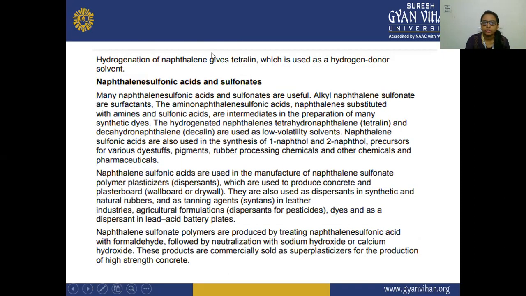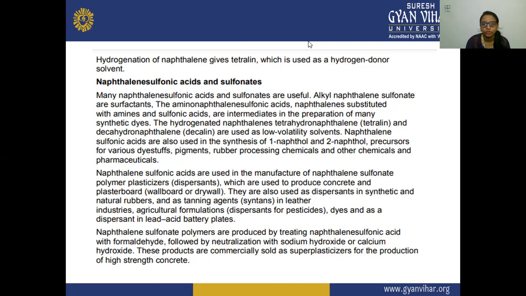Next is the hydrogenation of naphthalene, which gives tetralin, used as a hydrogen donor solvent. So if we carry out hydrogenation of naphthalene, we get the product tetralin. This tetralin is produced from the hydrogenation of naphthalene, and it is used as a hydrogen donor solvent, meaning the solvent that donates the hydrogen.